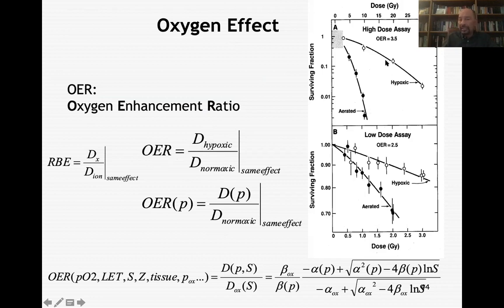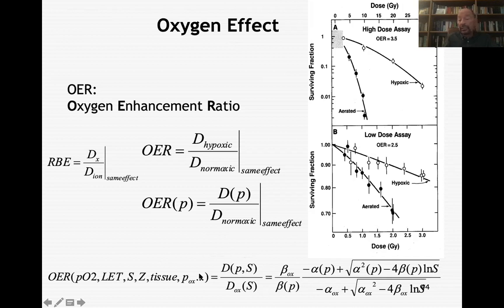So this is an example, a survival curve, hypoxic and oxic. The OER here at the high dose rate is 3.5. If you go to low dose rate, you essentially lose the curvature of the dose response curve, but you still have the OER. You see 2.5, a little bit reduced, but still 2.5.